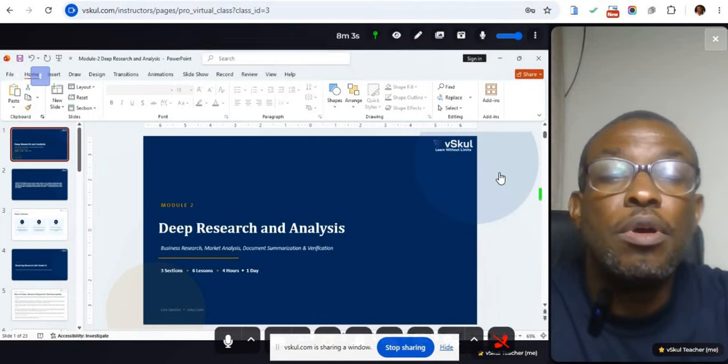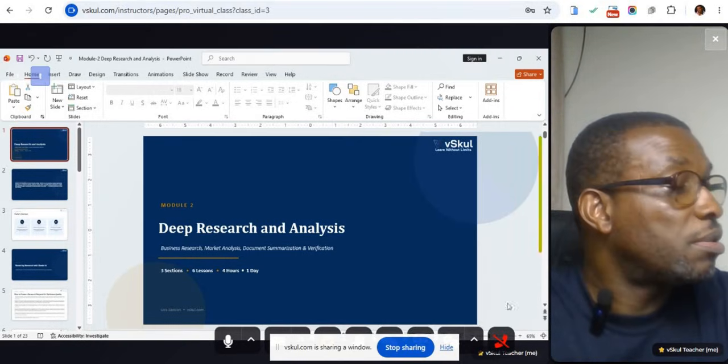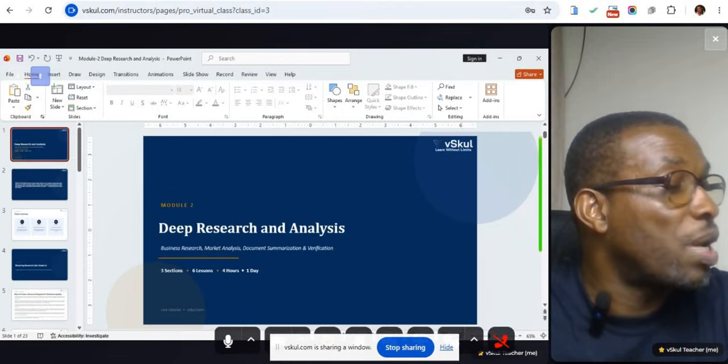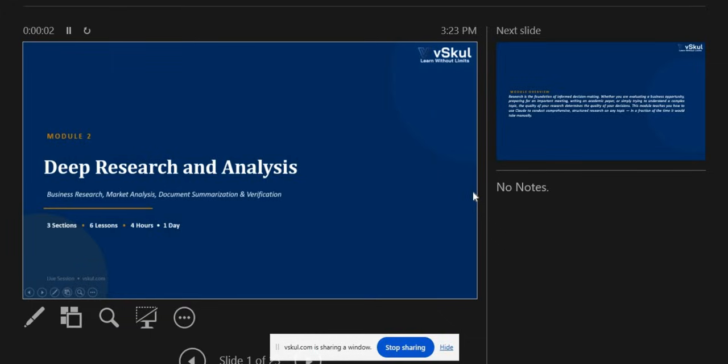Okay, now I need to zoom it. I'm looking at this other screen because that is where my slide is. So I need to zoom it so everything will show clearly.